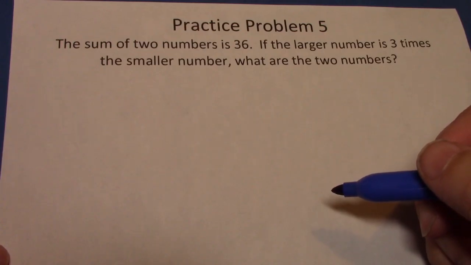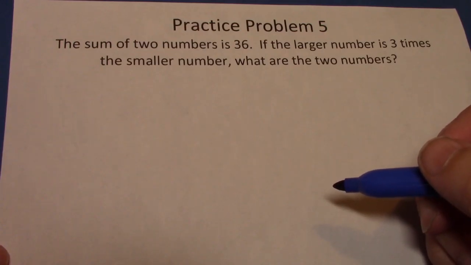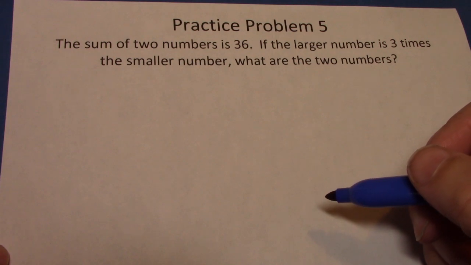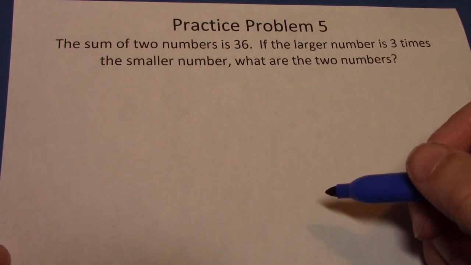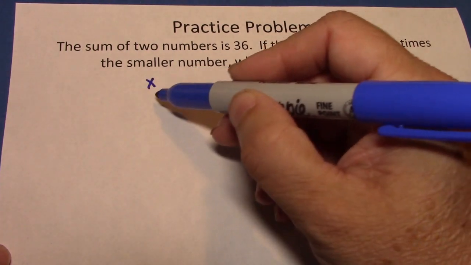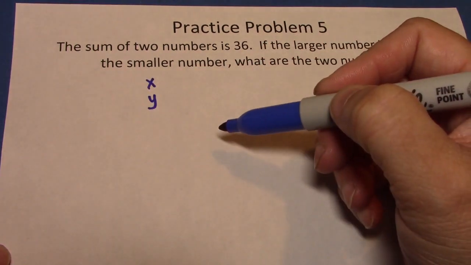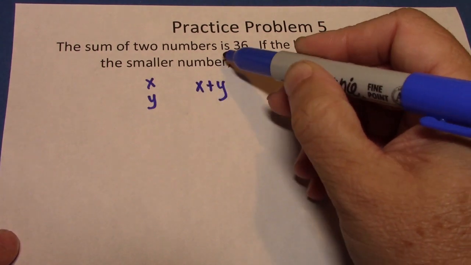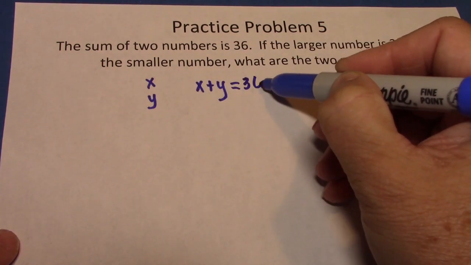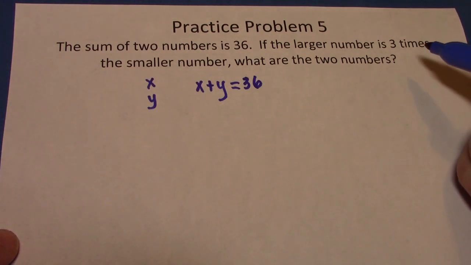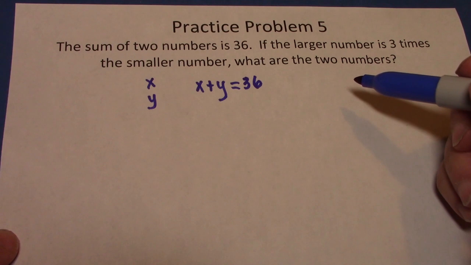Problem number 5 says the sum of two numbers is 36. If the larger number is 3 times the smaller number, what are the two numbers? So here's a word problem where we can use a system of equations to solve. So we're going to use x as one of the numbers and y as the other one. And so the sum of two numbers, that would be x plus y, equals 36. That's one equation.